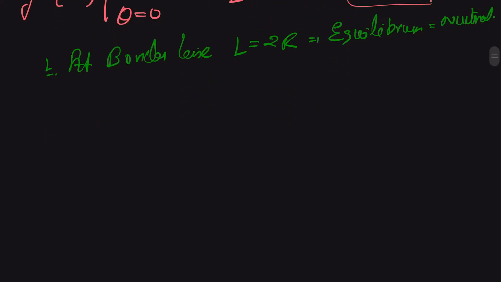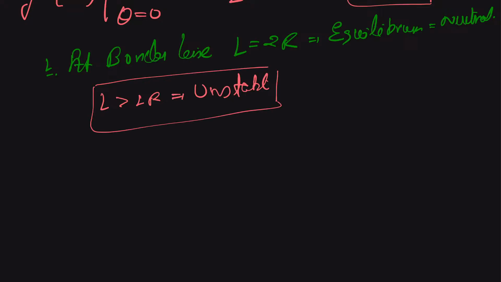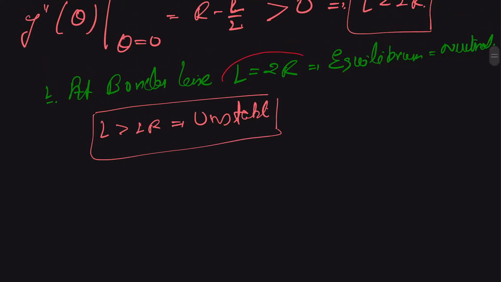Okay, because when L is greater than 2R, we know that it will always be unstable. This thing we are very sure. So it means at this particular instant, it will be neutral, the marginal one. So this is the relationship between our length as well as our radius. Come to the next question.